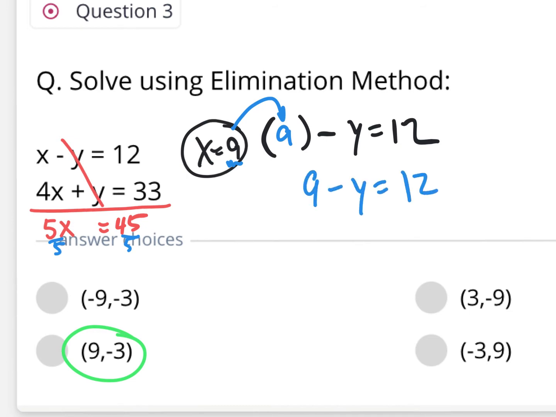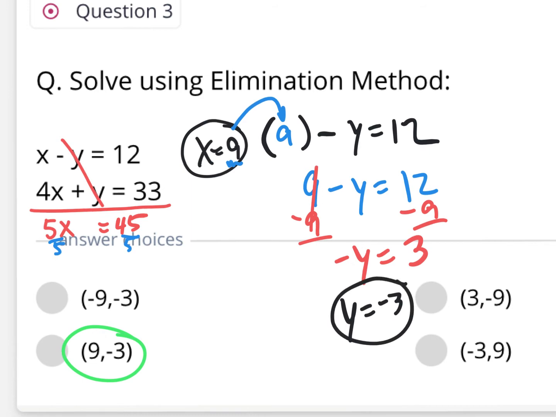Let's get rid of the 9 by subtracting 9, subtracting 9. That eliminates. We end up with negative y equaling positive 3, which finally means that if you multiply both sides by negative 1, y equals negative 3. So there's your y value. And of course, there's your answer. The x value was 9, the y value was negative 3. That is our answer, but we already knew that just by finding the x value. Let's continue on to the next question.